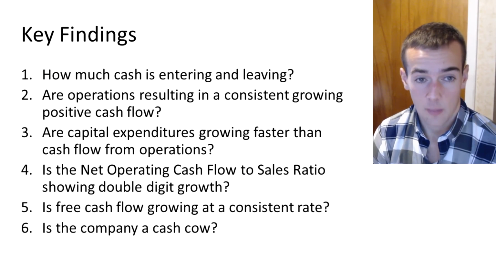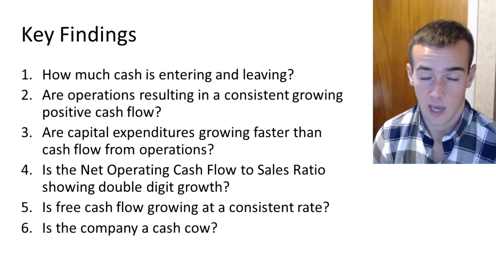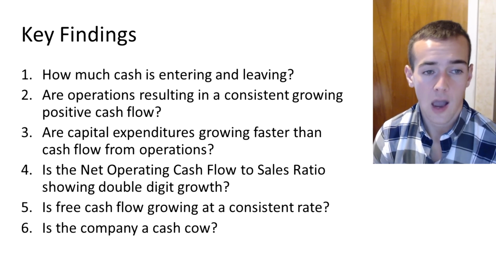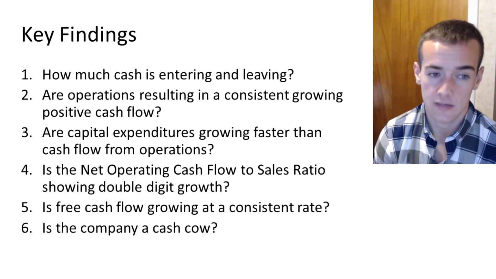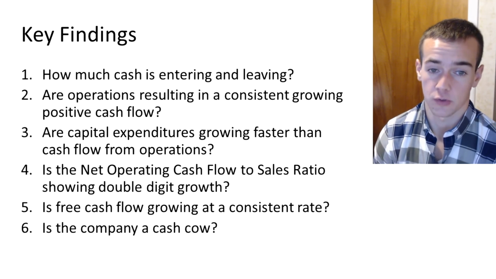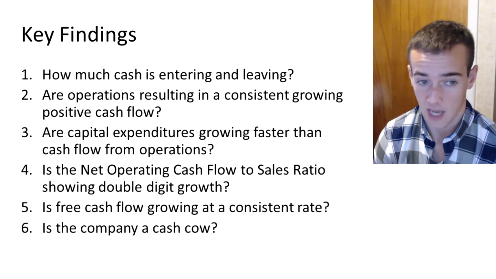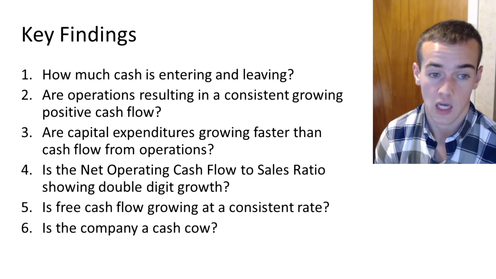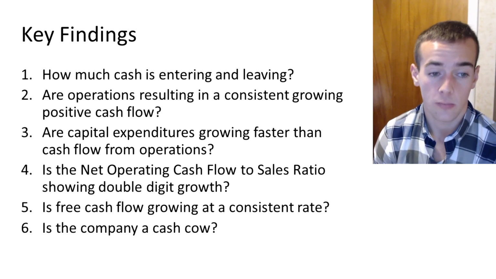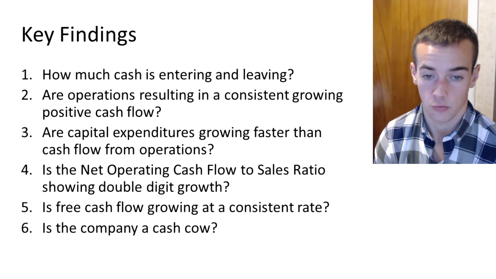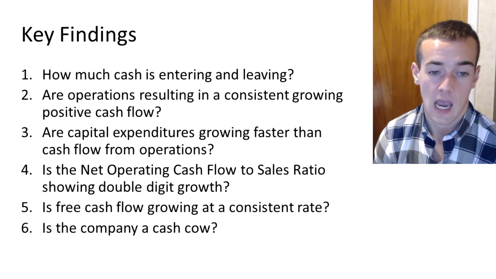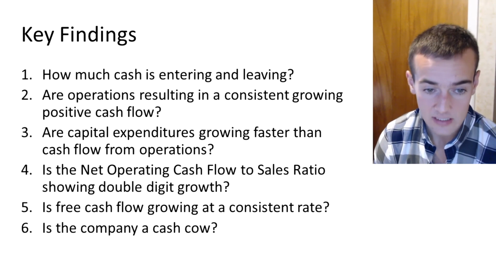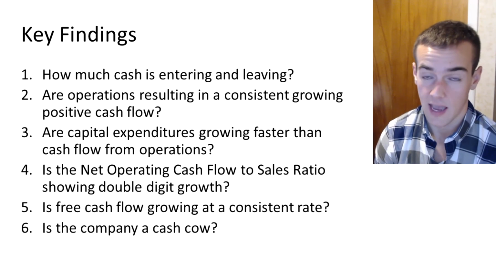So just to recap, these are the things that we are looking for under the cash flow statement. Number 1, how much cash is entering and leaving. Number 2, are operations resulting in consistent, growing, positive cash flow. Number 3, are capital expenditures growing faster than cash flow from operations? Number 4, is the net operating cash flow to sales ratio showing double-digit growth? Number 5, is free cash flow growing at a consistent rate? And number 6, is the company a cash cow?